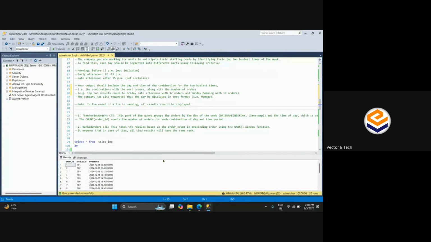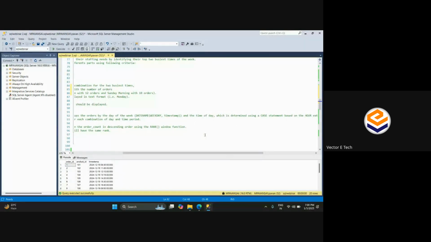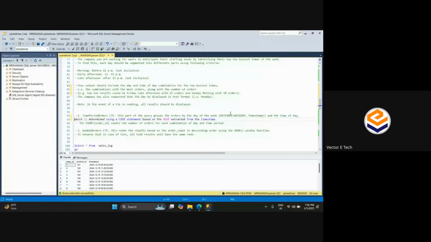Now how to approach it? So you have seen the data set, right? We have order, product ID, and timestamp. So mostly we'll use a case when statement and try to solve it by categorizing based upon these three conditions. Now we have to categorize based upon the day of the week, and also determine which period suits those particular orders based upon the hour, and we have to count the number of orders for each combination of day and time period.